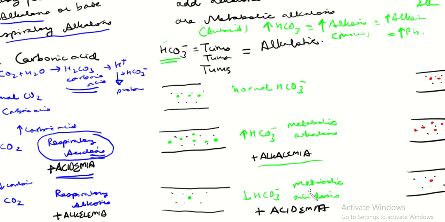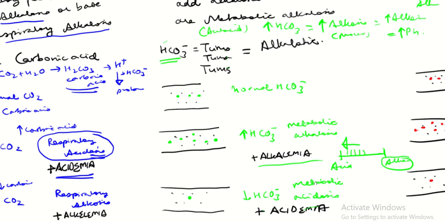Less bicarb is what? Less alkalemia, more Tums. That's less metabolic alkalosis, so it's going more towards the acid side. So it's metabolic acidosis. Remember, we have acid, we have alkalemia. So here, if I have less bicarbonate, I have less alkalemic, right? So if I'm less alkalemic, I'm going more towards the acidotic side because I'm not on the alkalemic side. So that's why I'm contributing to acidemia.